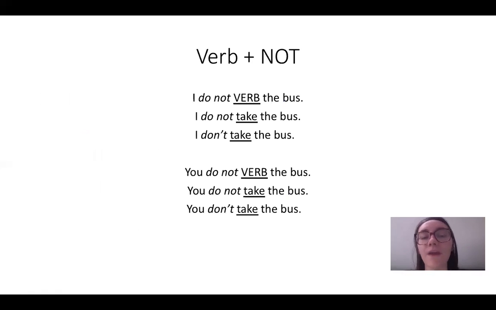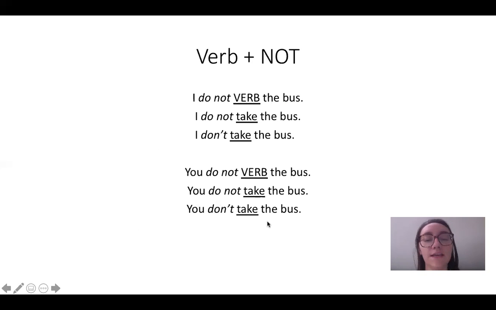When we add do not to make it negative, right? I do not, and then you say the verb. Really easy. I do not take the bus, or you can say don't, right? I don't take the bus. You do not take the bus. You don't take the bus.